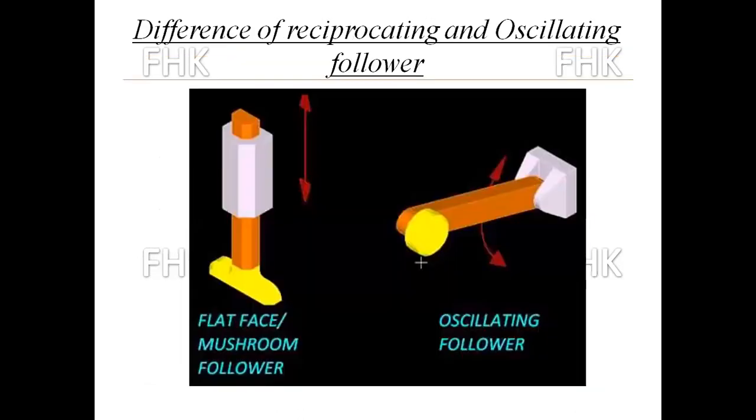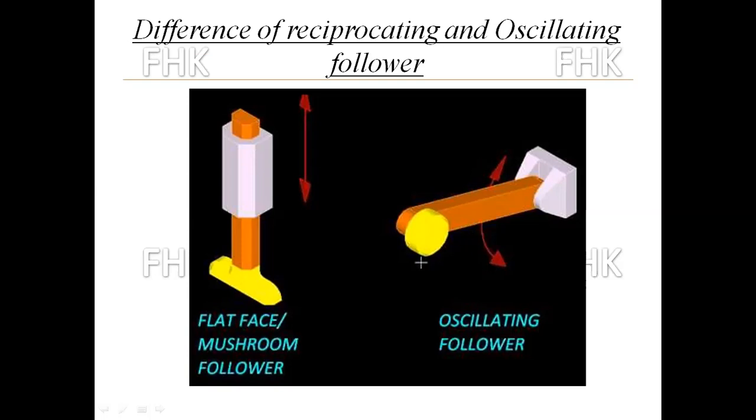First of all, before starting the actual problem, we have to clearly understand the difference between a reciprocating and an oscillating follower. As the figure is in front of you, in a reciprocating follower, the follower is moving in a predetermined straight path. But in case of an oscillating follower, the follower is moving on a predetermined circular path. It is the arc of a circle.